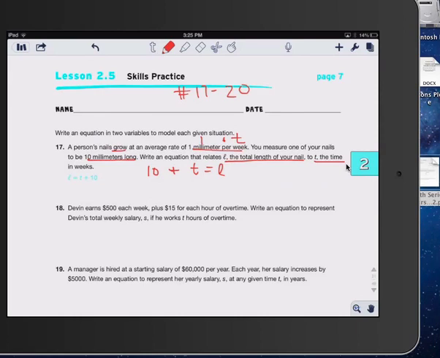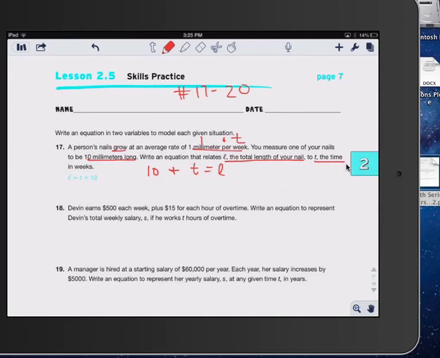with an increase of $5,000. So $60,000 is her initial start. We need to have that, plus $5,000 for every year, $5,000 times the number of years she works. So if she works 2 years, it'll increase by $10,000, and so forth. We don't need the parentheses for time, so we can write it as 5,000T.